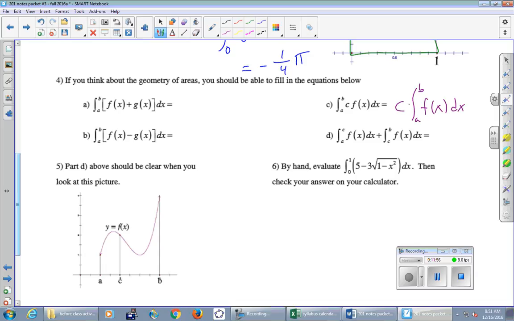So in the same way that when we did derivatives, constant multiples can just come out in the front and hang out, it's also true for integrals here. Constant multiples can just come out to the front.